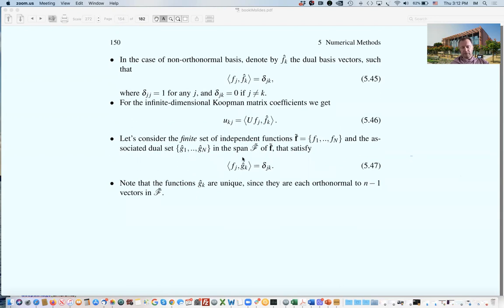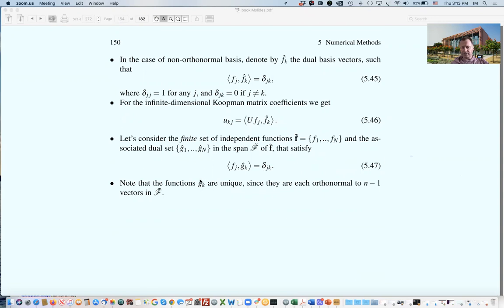All right. So now, by the construction that I just described, the jth basis vector and the kth dual basis vector inner product to delta_jk, the Kronecker delta.